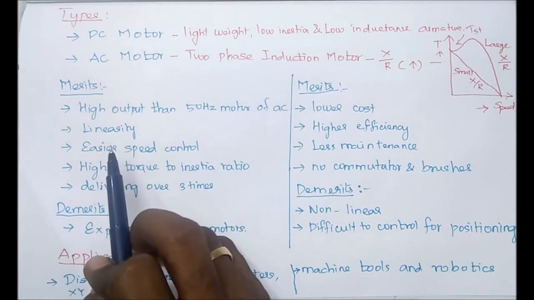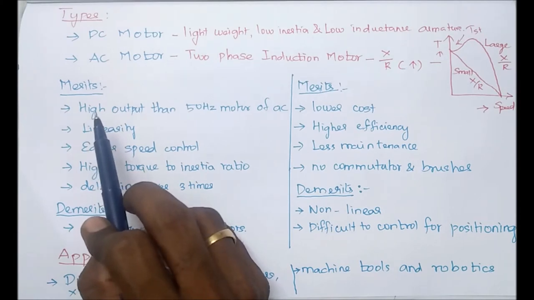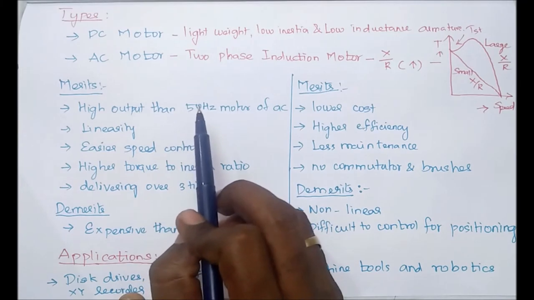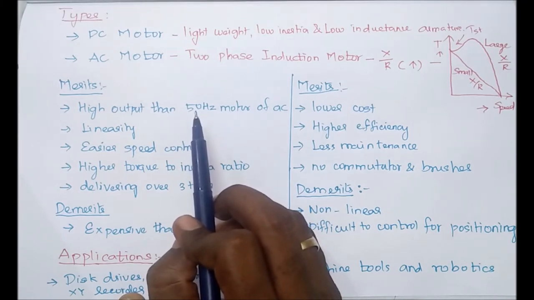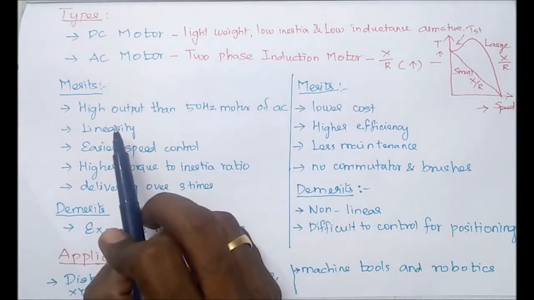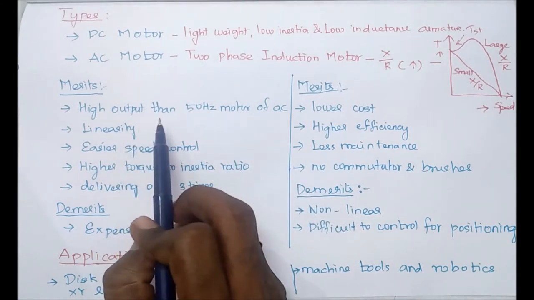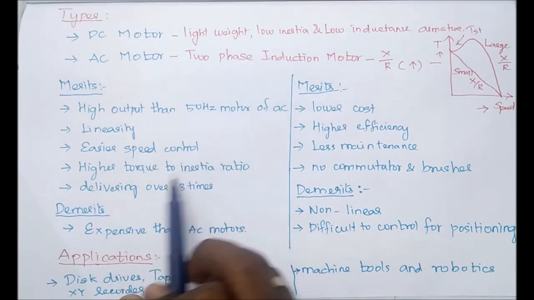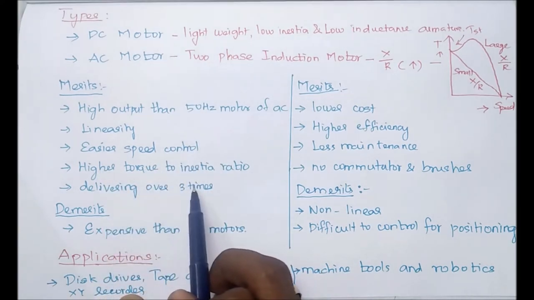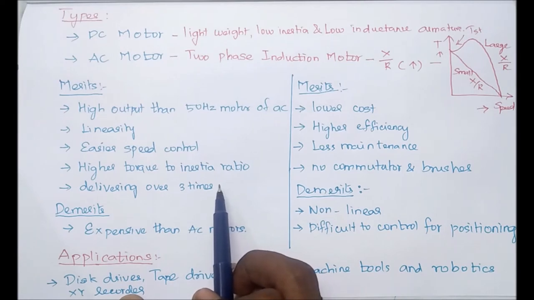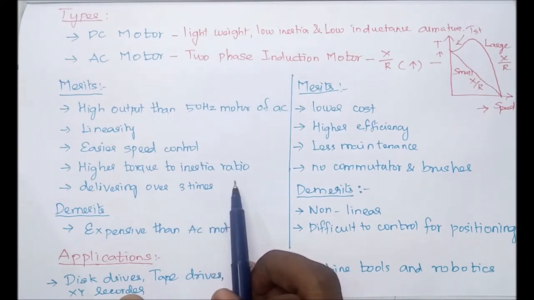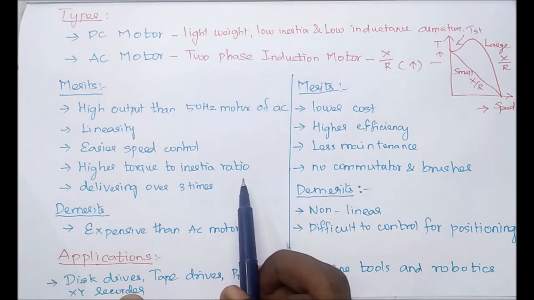Next, merits of DC servo motor. It will give high output when compared to the same type of AC motor, which will be used for 50 Hz. And also it is more linear than AC, easy speed control is possible, and high torque to inertia ratio, delivering over 3 times the rated torque. Whereas an AC motor can deliver 2.5 times the normal AC induction motor.